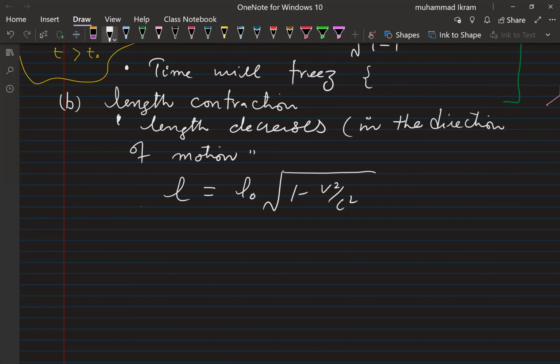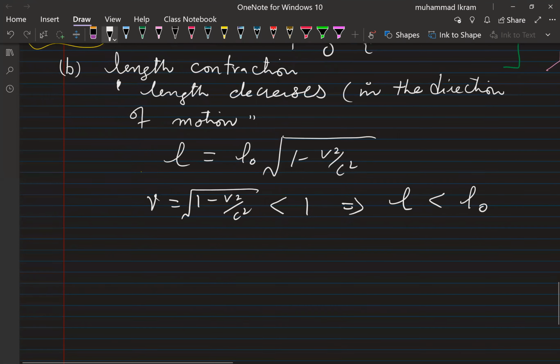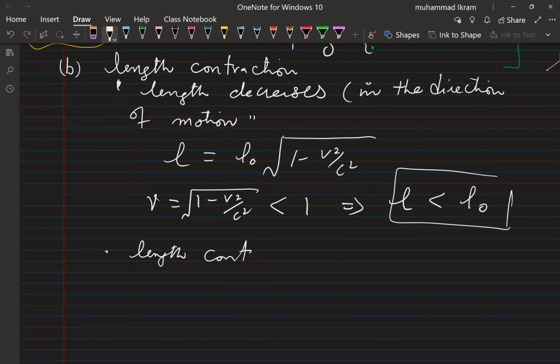But now in this case, what you see is the factor, 1 minus v square by c square under the root, which is less than 1. So this implies that L must be less than L naught, right? When you multiply a number by a smaller number, it will make it smaller, meaning it is a fraction, right? So here you see that the result is the length contraction, that the length is contracted in the direction of motion. Okay, so this is another example of the length contraction.